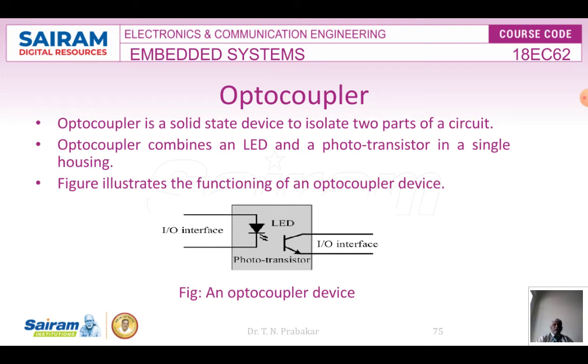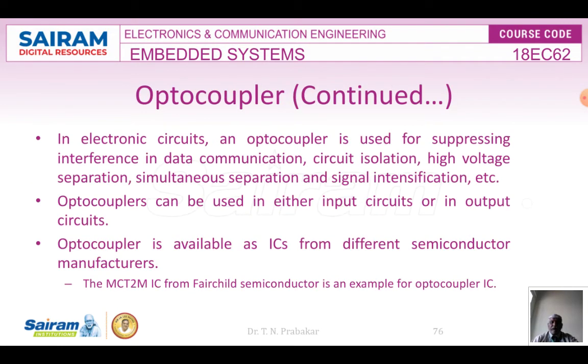It's a solid state device to isolate two parts of a circuit, and it contains an LED and a phototransistor in a single housing. The figure shown indicates what an optocoupler is. In electronic circuits, an optocoupler is used for suppressing interference in data communication, circuit isolation, high voltage separation, signal intensification, etc. So they are mainly useful for data communication and circuit isolation, as I said.